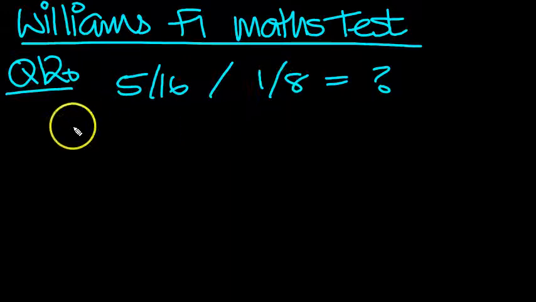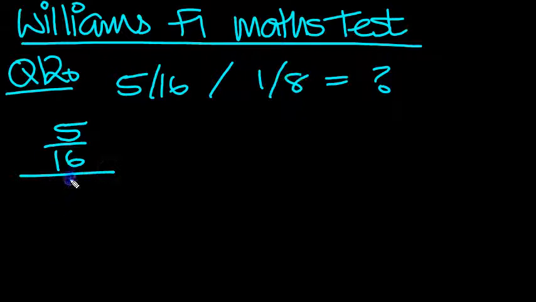5/16 divided by 1/8. So let's have a go at this then. So I'm going to write it like this, divided by 1 divided by 8 is what we really have there. So there's the problem. Now how do we move things around here?